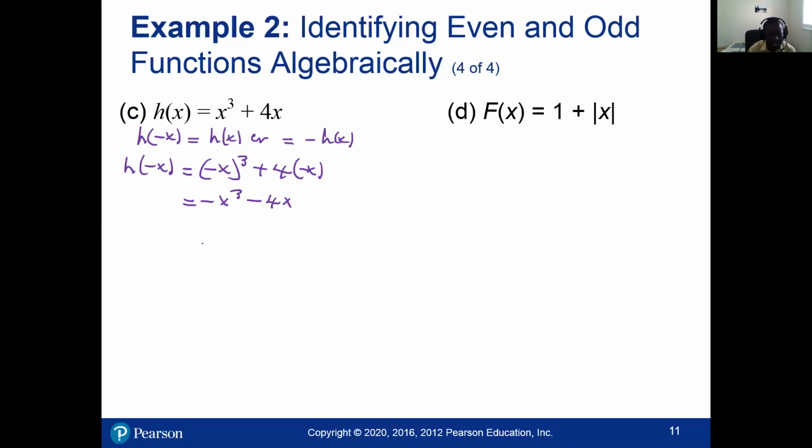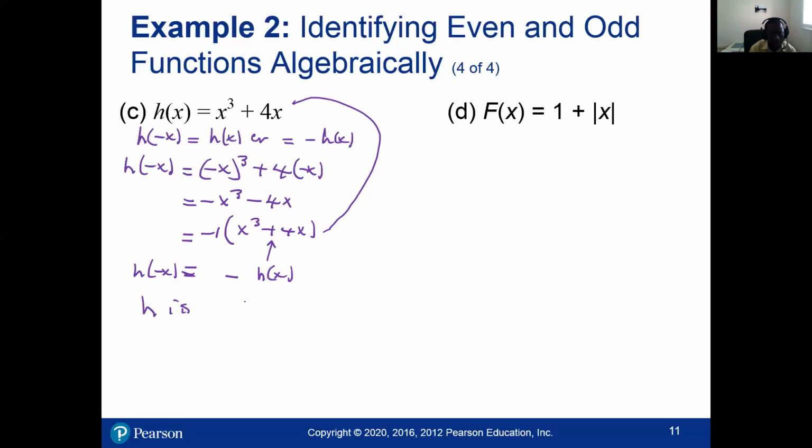Well, if we look at this and factor negative 1 out, we're going to have minus 1 in parentheses, x cubed plus 4x. Now, notice that what's in the parentheses is the same as the original h of x. So what we have there is the negative of that. So we have determined that h of negative x is equal to negative h of x. Therefore, we say that h is odd.